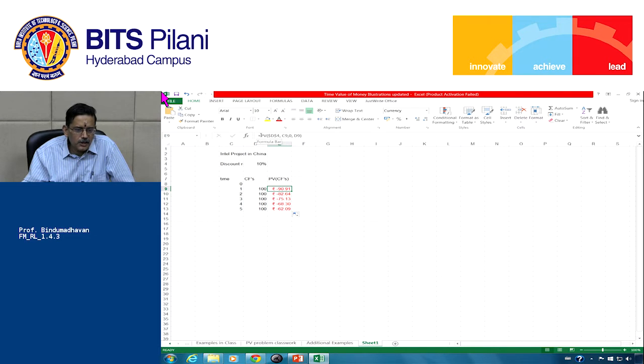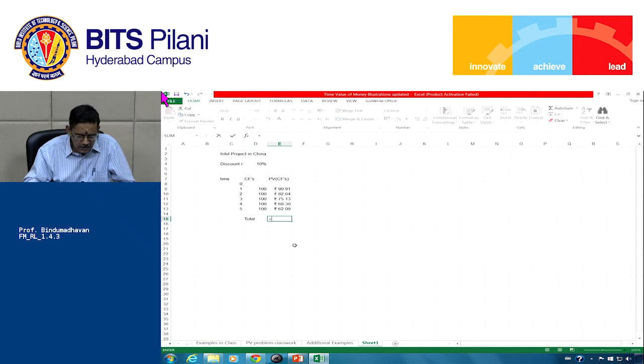One is you can put a negative sign before the formula, and the other is to give the input negative. So I'm just putting a negative sign here in the formula so that we will get the positive answer. So I drag it down. So that is the present value of the cash flows. Then the total, we can simply add them up.